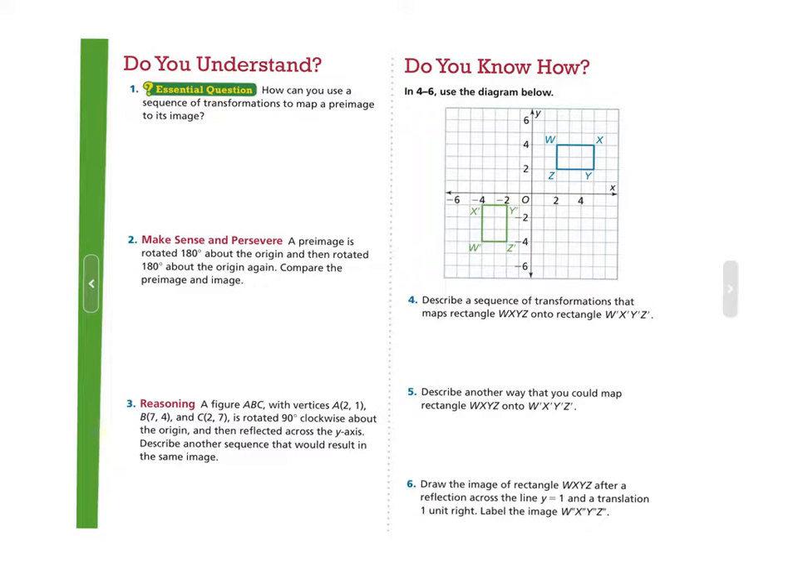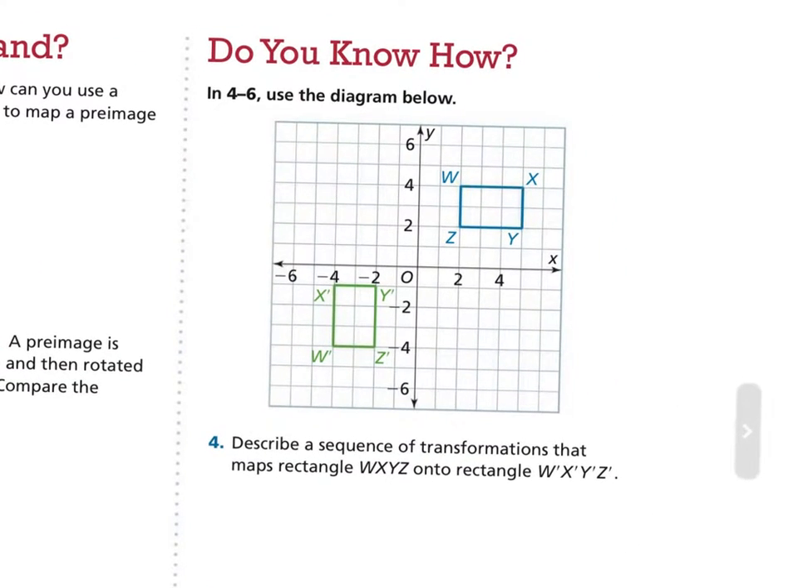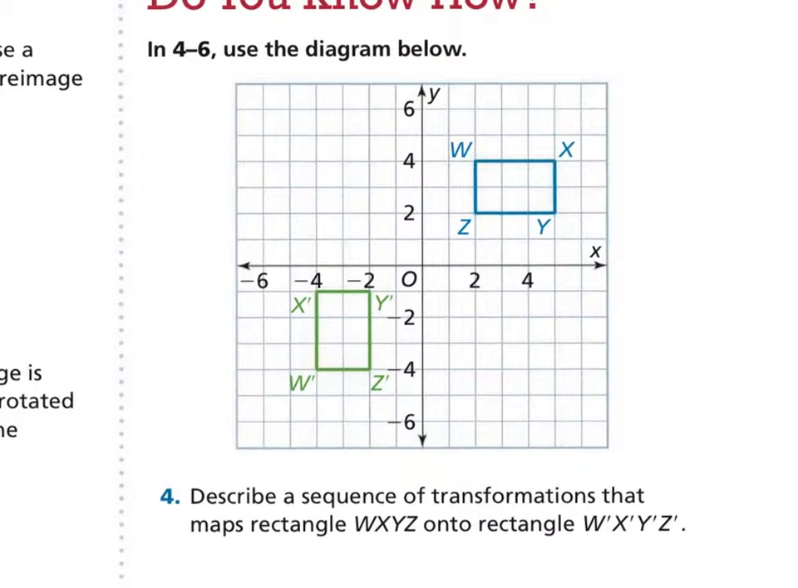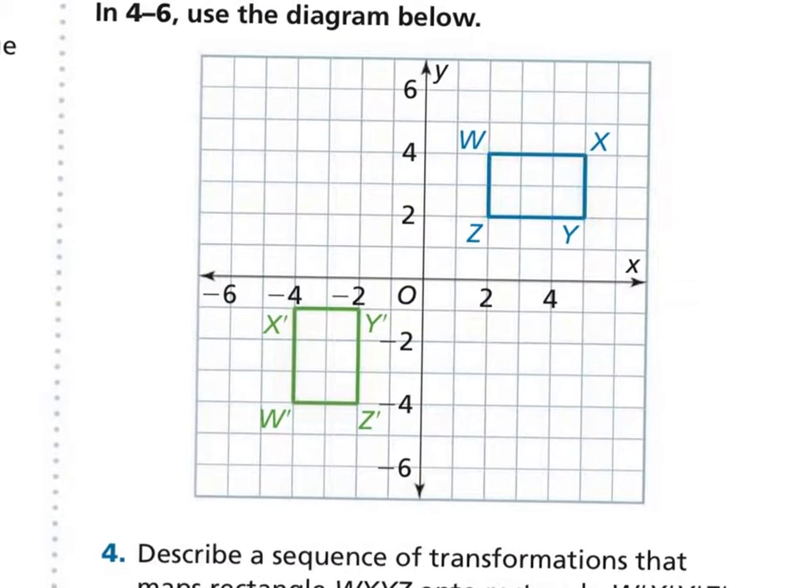So look at the Do You Know How, number 4. Describe a sequence of transformations that maps from one to the other here. Does it look like we're just sliding and reflecting, or does it look like we're doing any turning on this one? We are turning. So since we're turning, again, like we did on that last one, my suggestion would be to go ahead and do your turning first. Might make things easier for you.